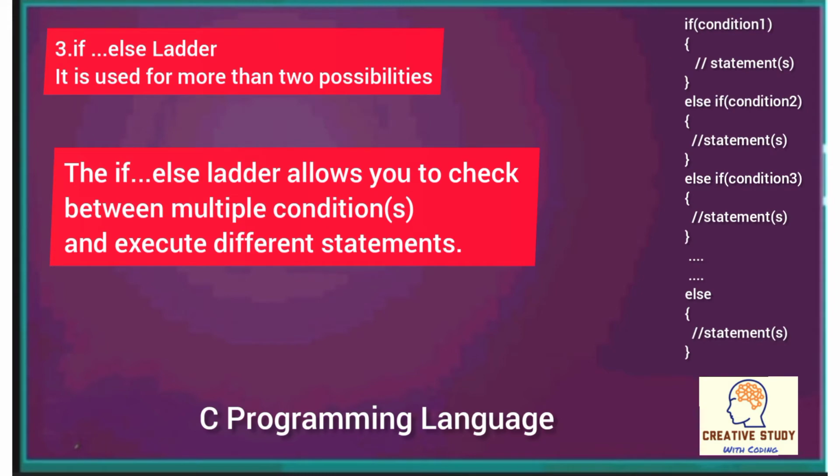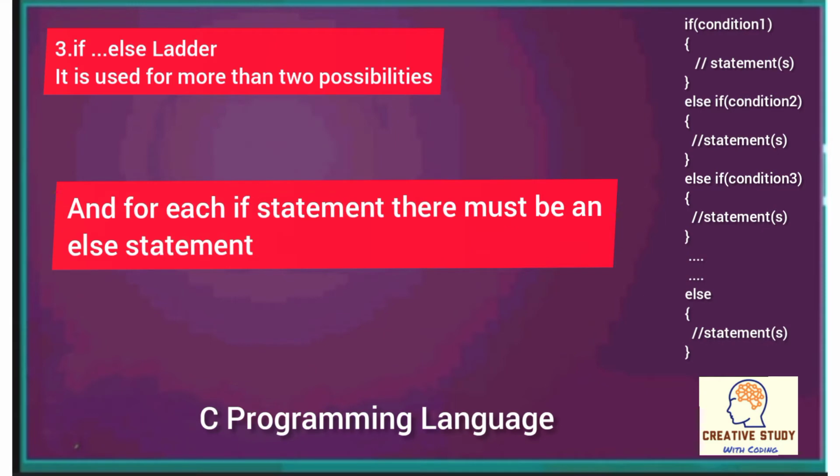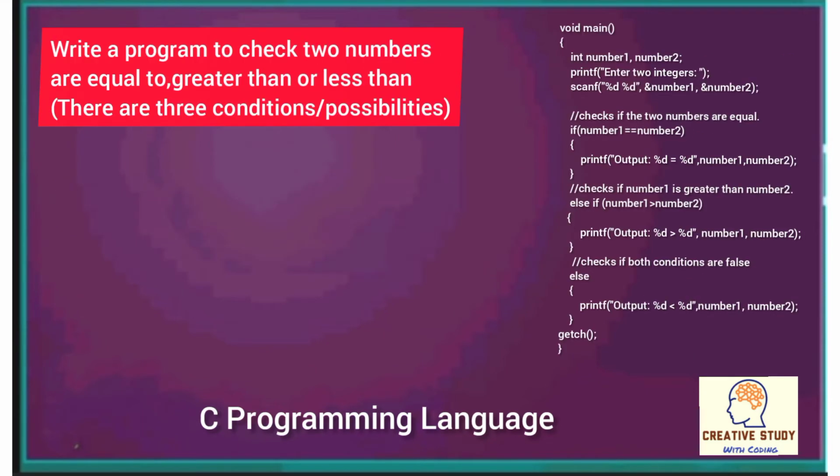Now let's learn if else ladder. It is used for more than two possibilities. The if else ladder allows you to check between multiple conditions and execute different statements. And for each if statement there must be an else statement. Now let's understand it with an example.